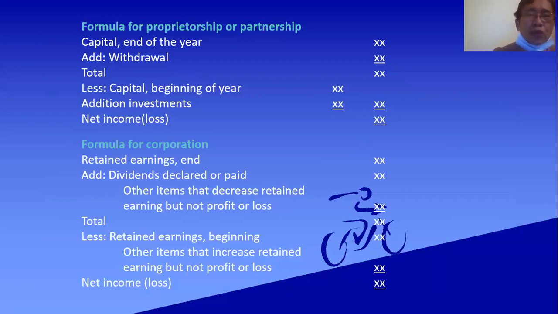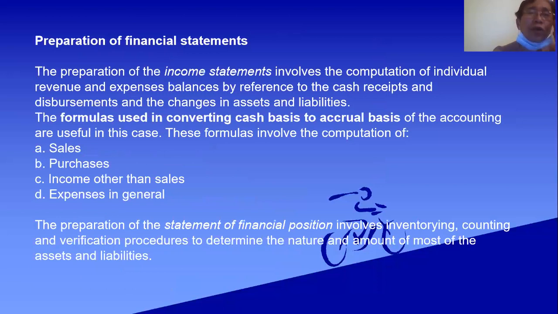Then for a corporation, we have retained earnings and we add dividends declared or paid and other items that decrease retained earnings but not profit or loss. So we have now the total, then we deduct retained earnings beginning, and other items that increase retained earnings, but not profit or loss, meaning it's not income or loss. Because the balancing figure now is net income or loss.